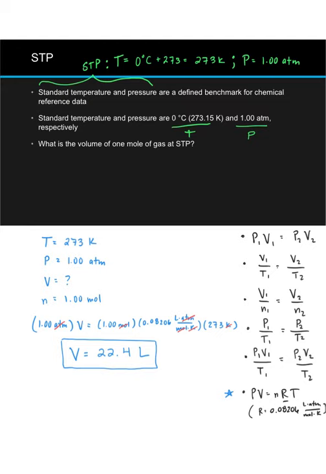Thus, we refer to this volume, this 22.4 liters, as the standard molar volume of a gas. In other words, 1 mole of any gas, regardless of its identity, so long as it behaves like an ideal gas, will occupy 22.4 liters worth of volume under standard conditions of temperature and pressure.